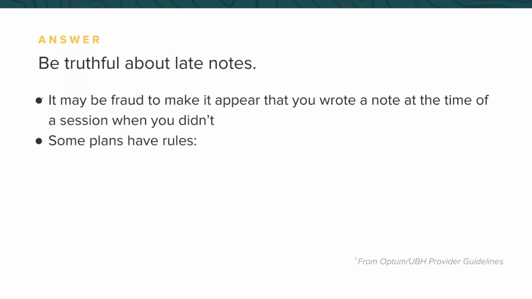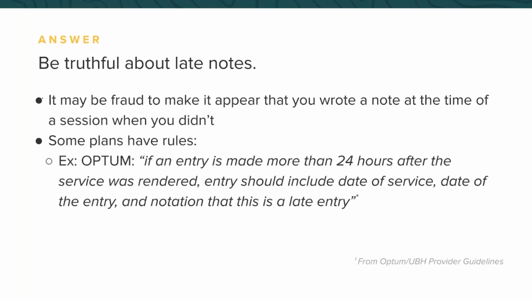Some plans have rules, and I put this one because I really liked it. If an entry is made more than 24 hours after the service was rendered, this is Optum or UBH, the entry should include the date of service, the date of the entry, and the notation that it's a late entry. I mean, probably most of us don't do that when we write a note that's 24 hours later. But when I actually abide by this rule, which I do now, it keeps me from pushing my notes out, because I don't want to write a late entry. You don't want to have to write all these things and admit that your note is late, right?